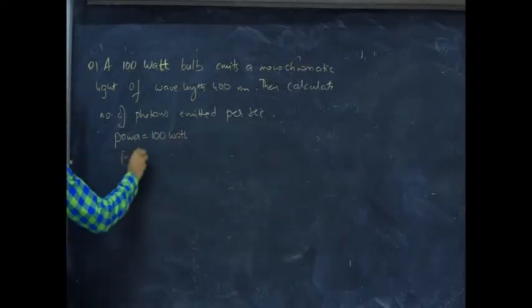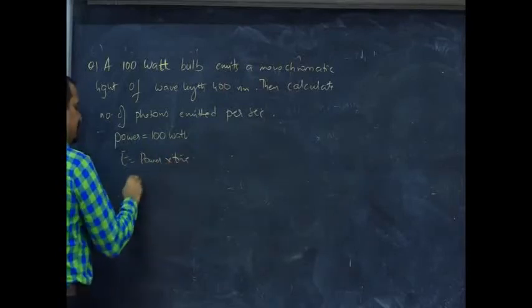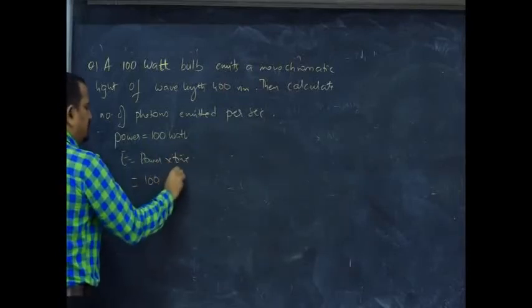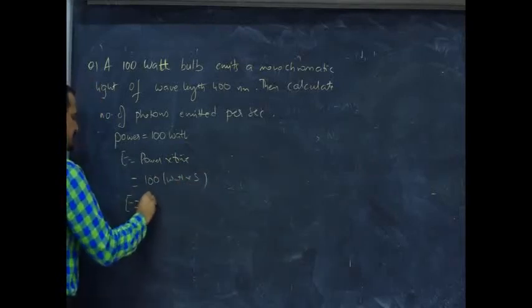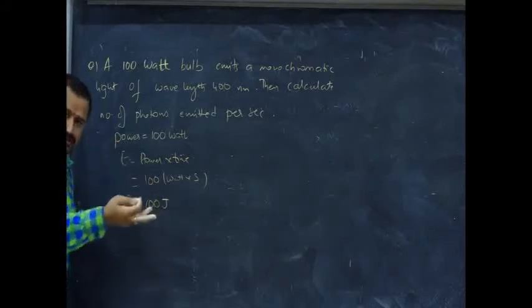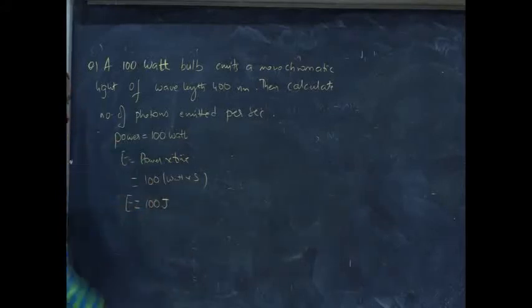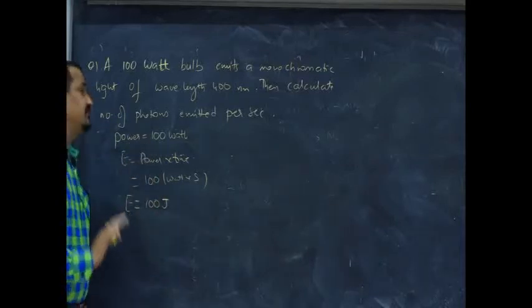We have energy equals power into time. Power is 100 watt into second. 100 watt second is joule, so energy is 100 joules. Now how many photons does this 100 joules contain? That is what we have to find. This is the point we need to calculate.